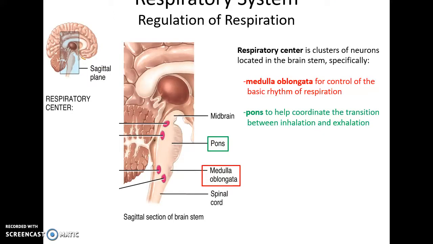Within the brain, we have the respiratory center. This is within the brain stem in both the medulla oblongata and the pons. The medulla oblongata controls the overall basic rhythm of respiration, the breathing in, breathing out, breathing in, breathing out, and also controlling the specific muscles needed for respiration. The pons, on the other hand, helps to coordinate the transition between inhalation and exhalation, basically to make sure we don't overinflate the lungs, because that would damage the lungs.